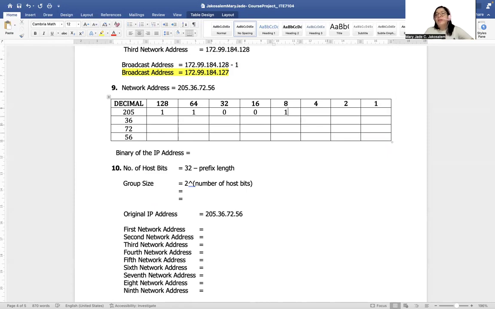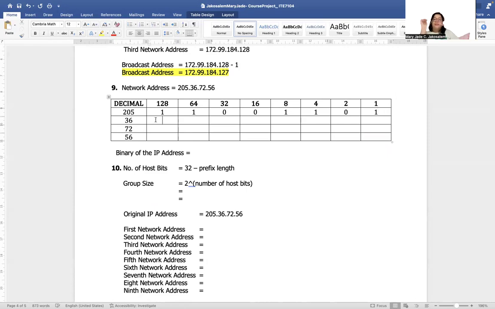Then 13 minus 8 is equal to 5. 5 is greater than 4, so another 1. Then 5 minus 4 is equal to 1. 1 is less than 2, so 0 here. And 1 is equal to 1, so the answer here is 1.